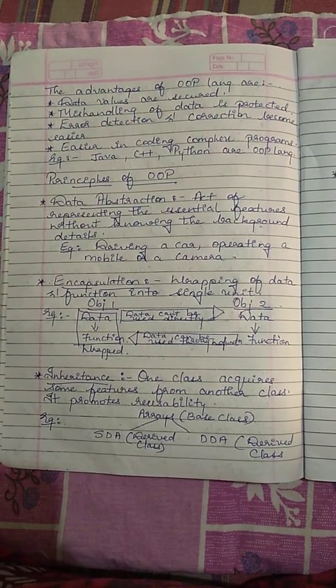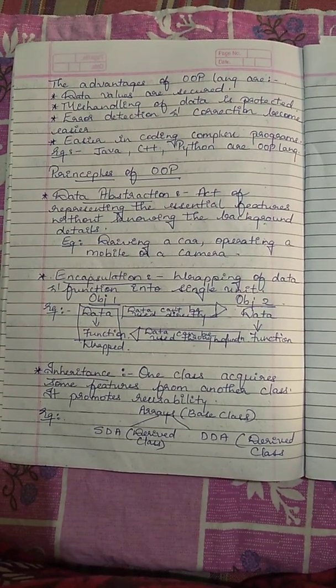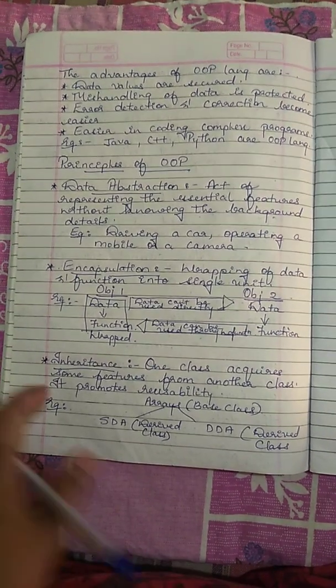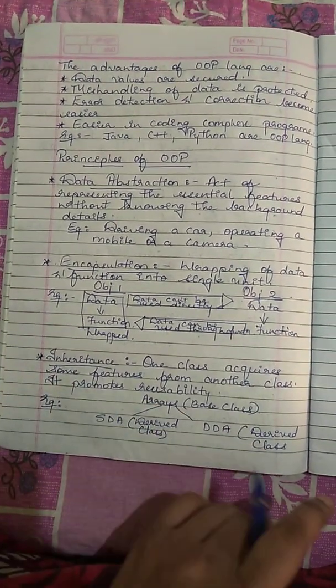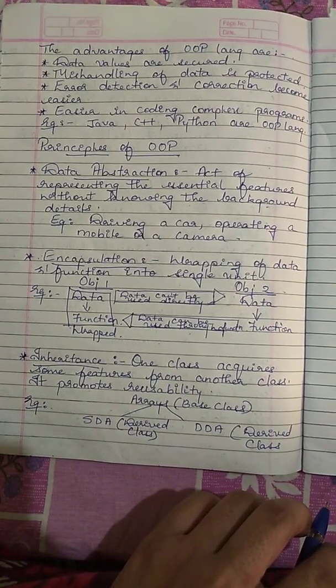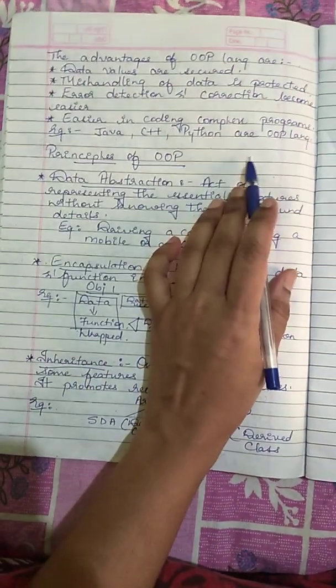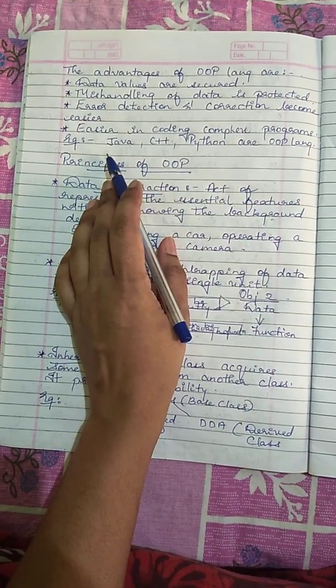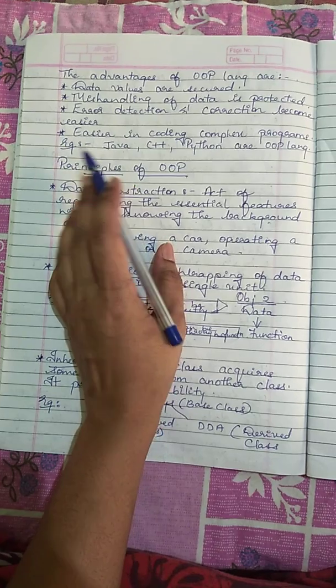Okay, the examples of POP I have told you earlier: COBOL, then Fortran, Pascal, etc. Whereas the examples of OOP are Java, C++, Python. Okay, so I expect that you have understood the previous video.